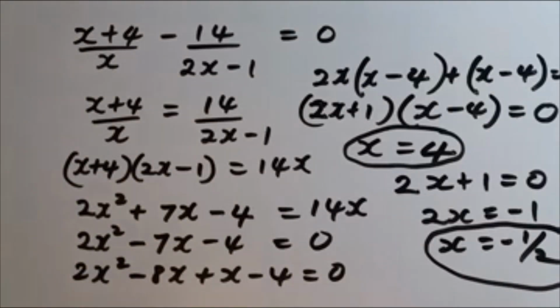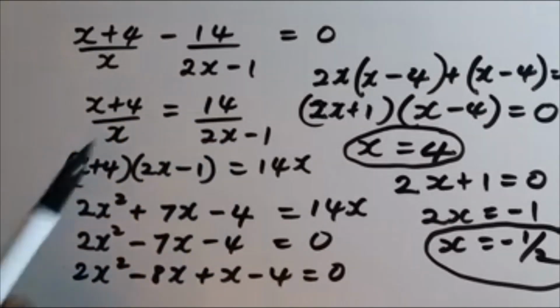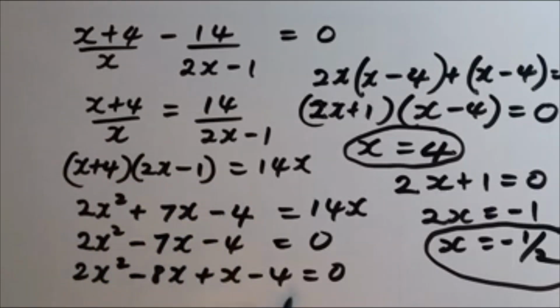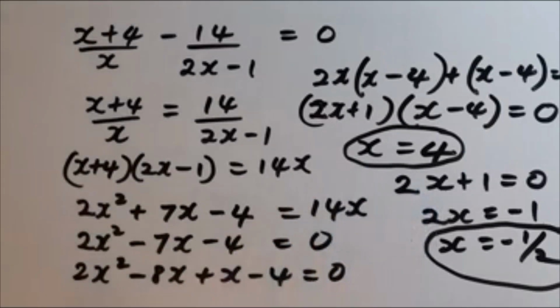So first we started off with the principle that if one number subtracted from the other is equal to 0, then they must be equal, they must be the same number. And this is where we equate, we cross multiply and form this expression, we rearrange and then factorize this quadratic. We have two values, x equal to 4 and x equal to negative 1/2.